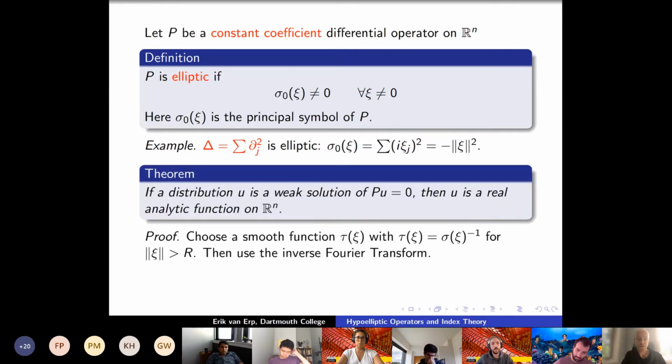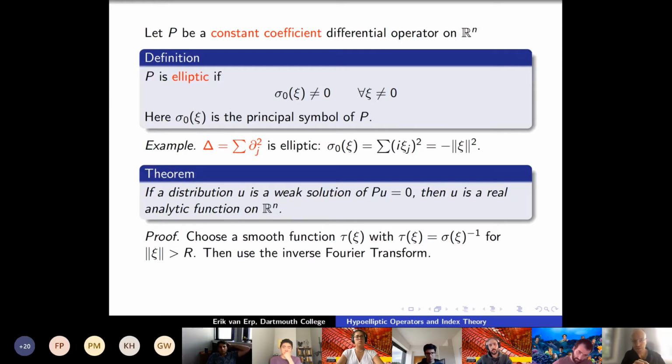All right, so then there's a theorem. This is on Rn, for constant coefficients. They have an even stronger property: if you have a weak solution of Pu equals 0, then that solution is automatically real analytic. And I'm not going to go into the proof. It's actually fairly easy, but just to indicate a little bit why the symbol not being 0 is a relevant condition.